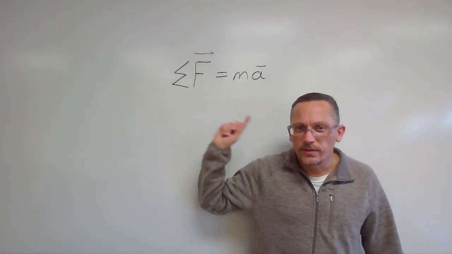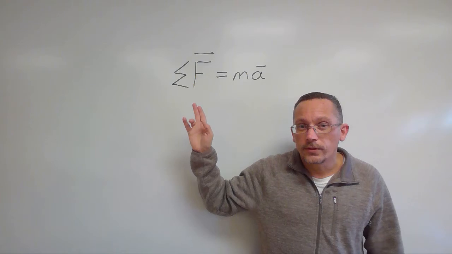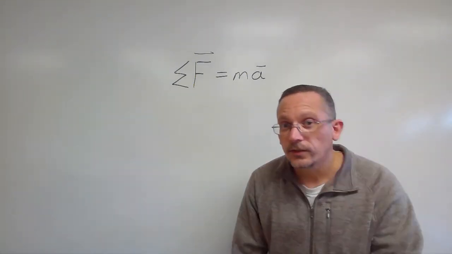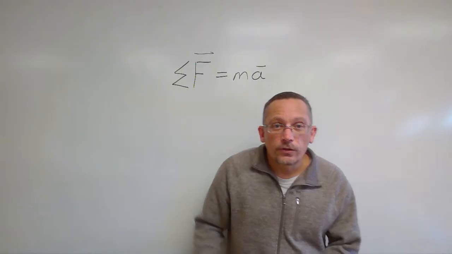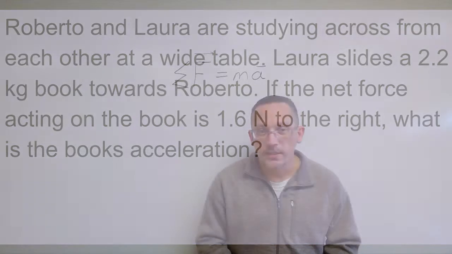So, there's a whole lot of physics right here. So this is our second law of motion. The net force is equal to the mass times the acceleration. Now let's look at how to use that a little bit. Okay, how about a little example here? It says Roberto and Laura are studying across from each other at a wide table. Laura slides a 2.2 kilogram book towards Roberto. If the net force acting on the book is 1.6 newtons to the right, what is the book's acceleration?